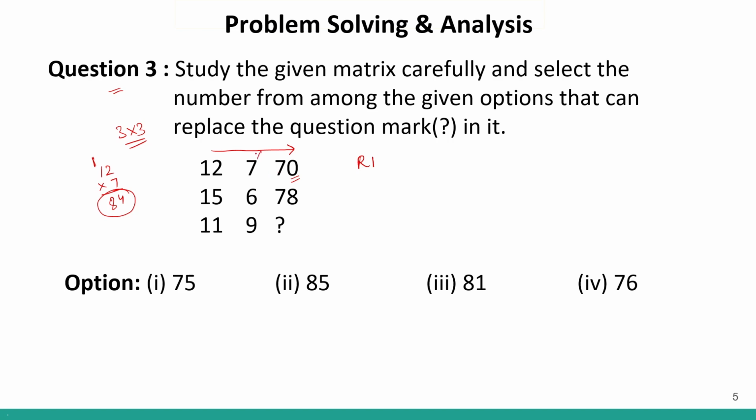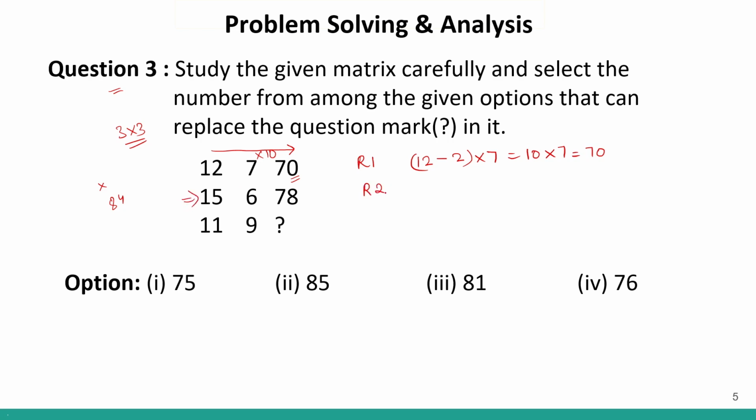70 is basically 7 into 10, right? So if I say that 12 minus 2 into 7, this will be 10 into 7. So 10 into 7 will be how much? 70. Let us see if the same logic follows for row 2 as well.